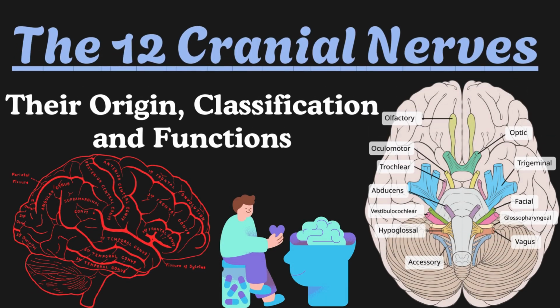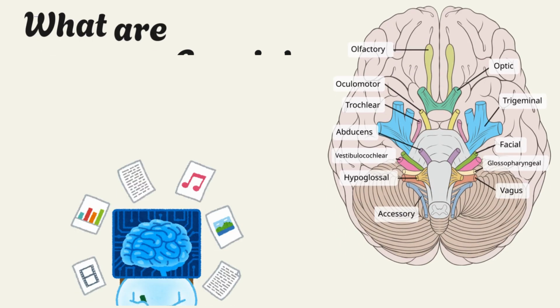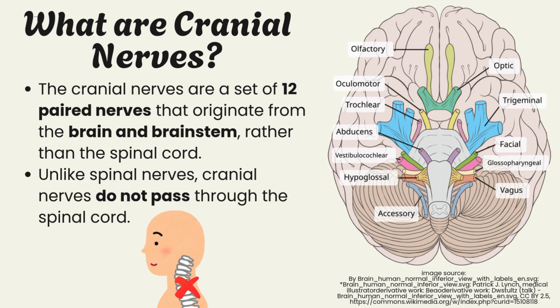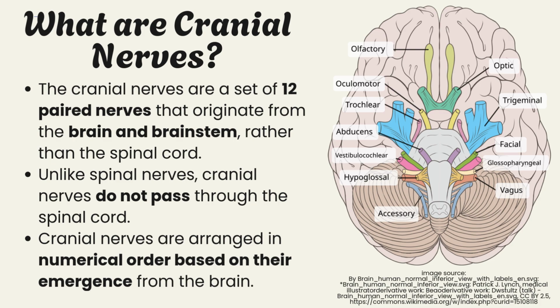In this video, we will discuss the 12 cranial nerves, their origin, classification and functions. What are cranial nerves? The cranial nerves are a set of 12 paired nerves that originate from the brain and brainstem, rather than the spinal cord. Unlike spinal nerves, cranial nerves do not pass through the spinal cord. Cranial nerves are arranged in numerical order, based on their emergence from the brain.